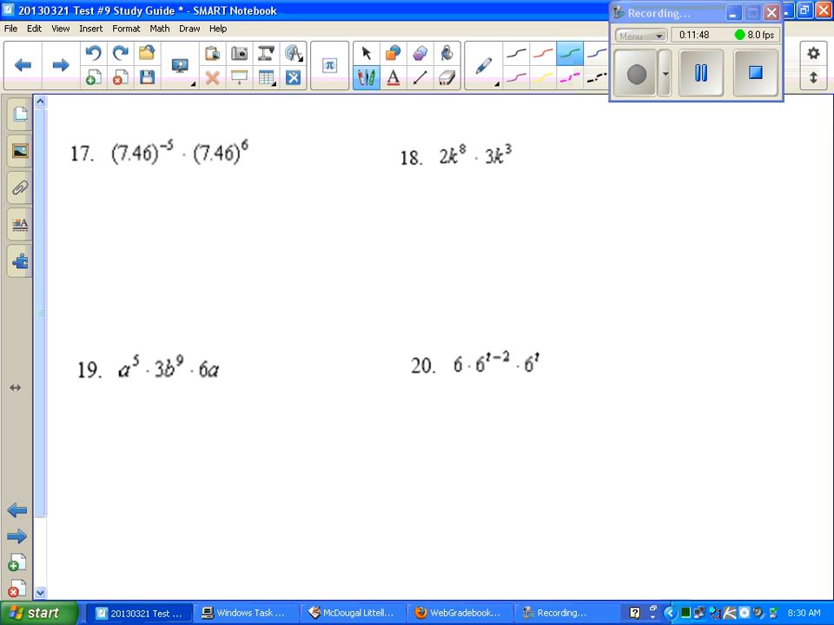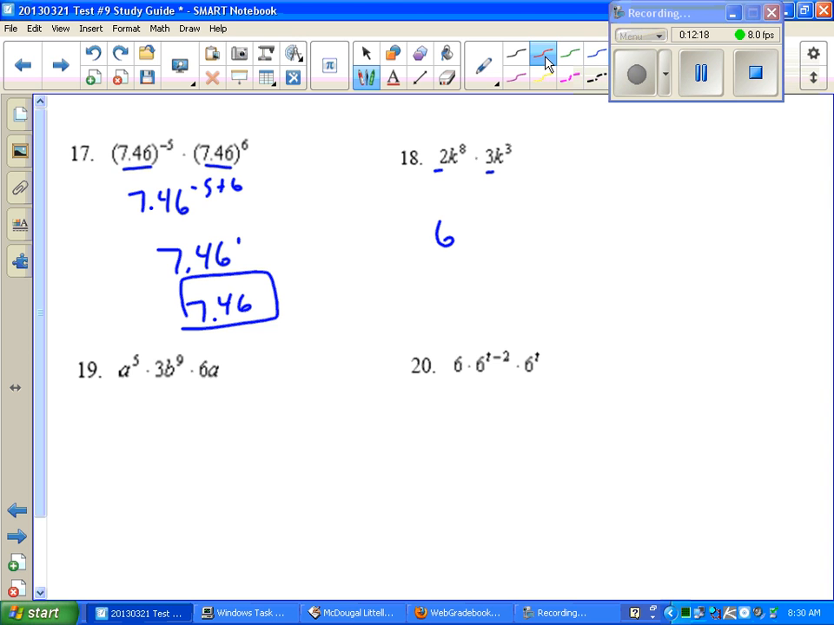Number 17, 7.46 is kind of a pain, the fact that it has that, but notice it's the same as the other 7.46. So you're still multiplying the same bases. So 7.46 to the negative fifth plus 6, you're still adding the exponents, which leaves you with 7.46 to the first power, which is simply 7.46. There's nothing else you have to do to it. For the next one, multiply 2 times 3 and you get 6. And then you have the same bases multiplying by each other, k to the 8th and k to the 3rd. So k to the 8th plus 3, 6k to the 11th is all you can do with that one.